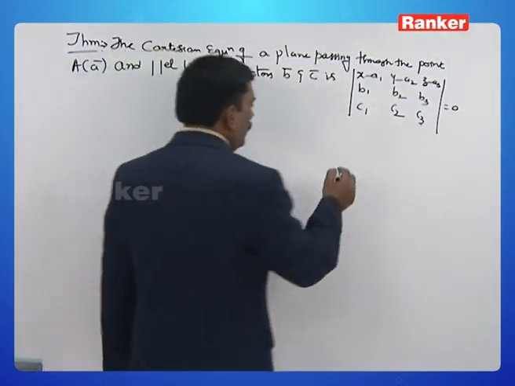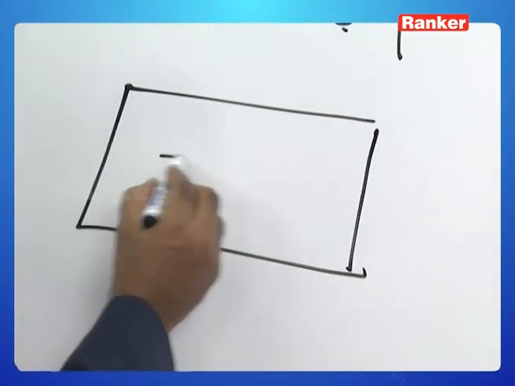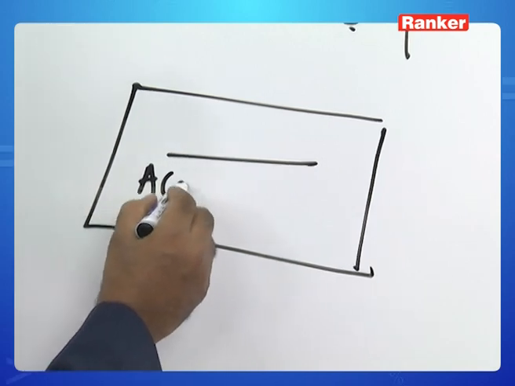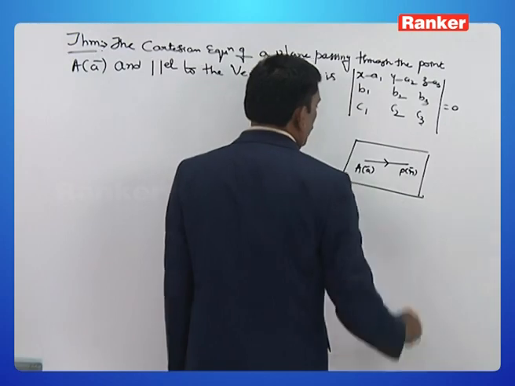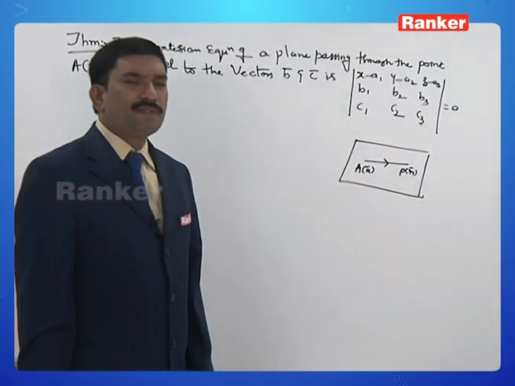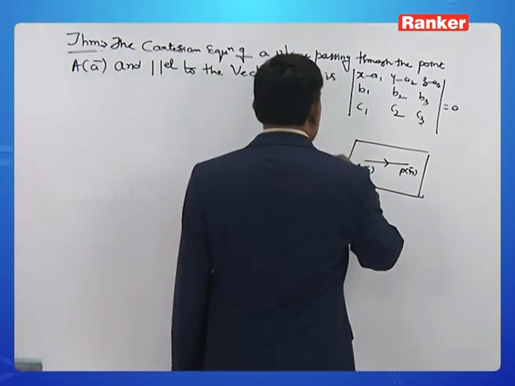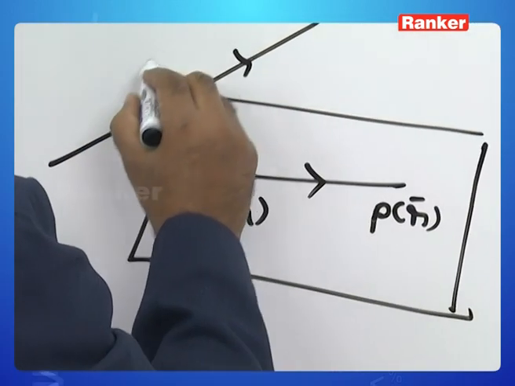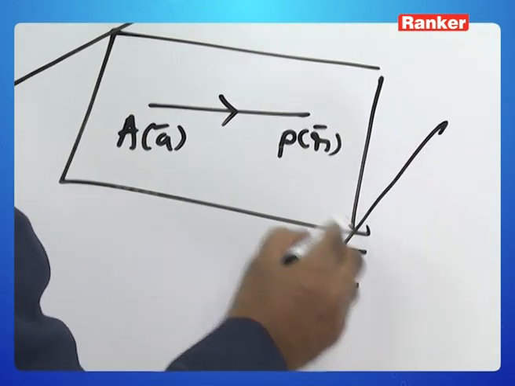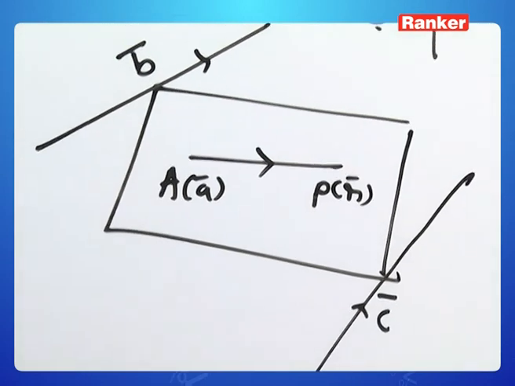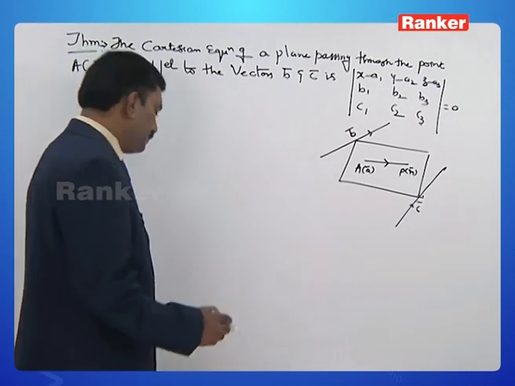Right. What's a figure? Once again, the same approach. If I take this as A of A bar, P of R bar. When one point is given, you are supposed to take a second point. This is nothing but B bar. This is nothing but C bar. AP bar, B bar and C bar.